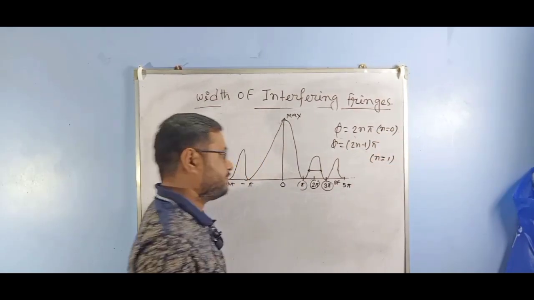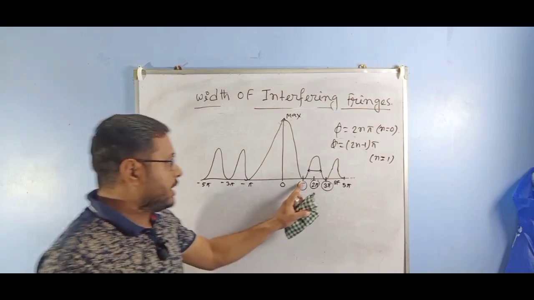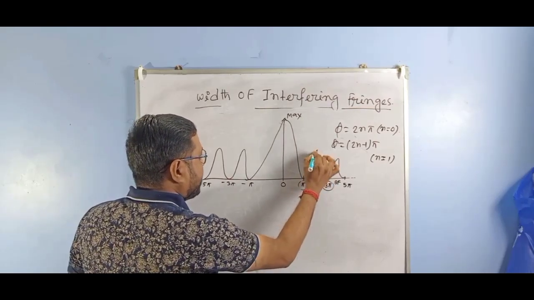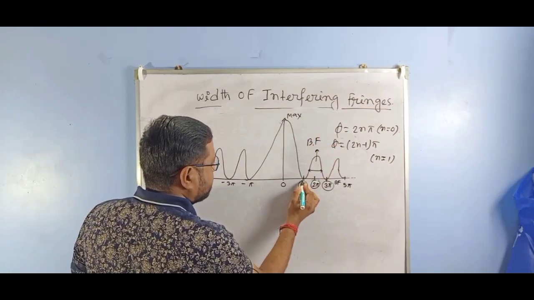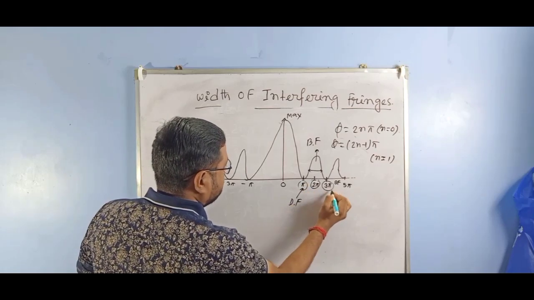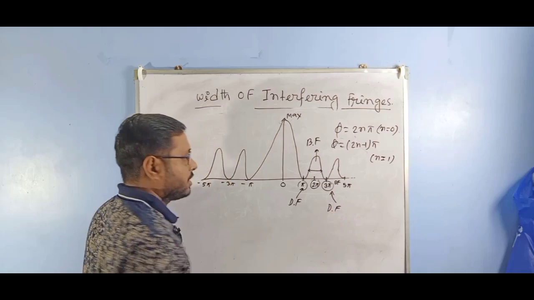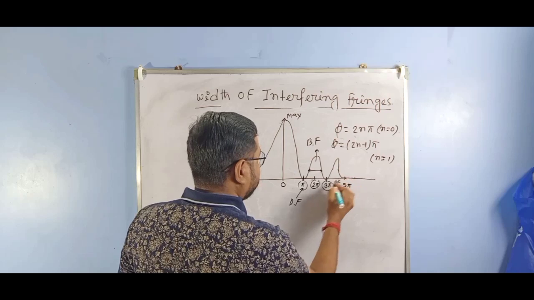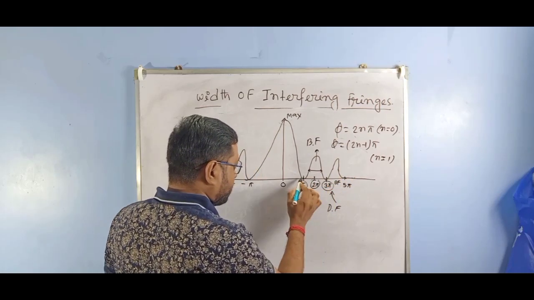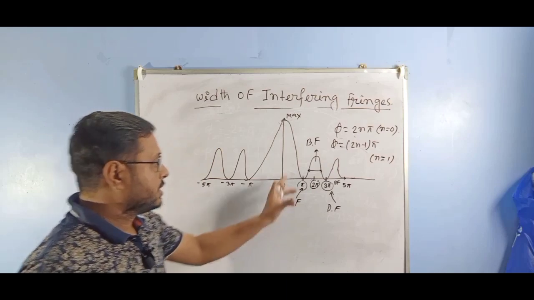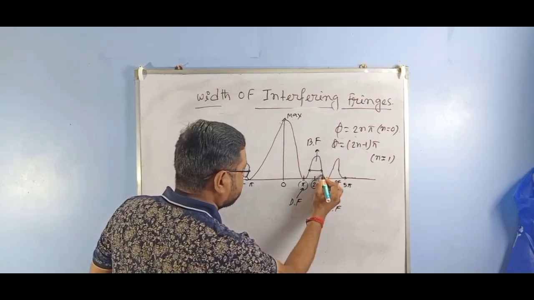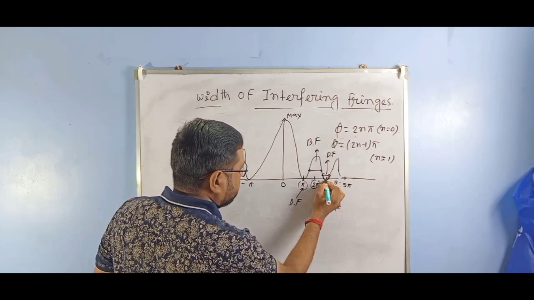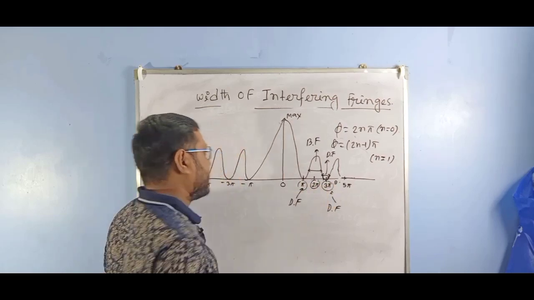This is the difference. So, if we determine the width of one bright fringe, then we have to determine the distance between the two dark fringes. Or if we take the width of one dark fringe, that is from this fringe to this fringe, then we take the distance between the successive bright fringes.